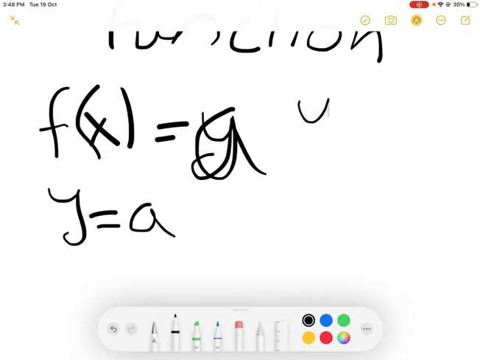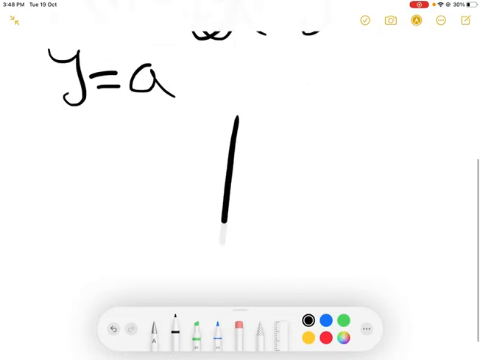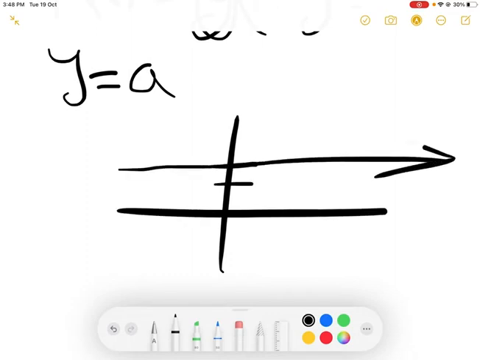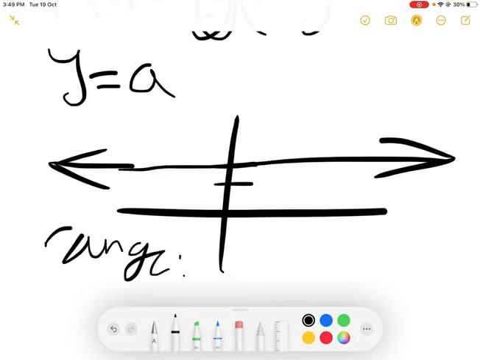So y could be any value, maybe 2, maybe 3. And the graph of this function is that you pick the coordinate of y and then you draw a line that never stops. So the domain is all real numbers, while the range is just this value of a. And yeah, that's a constant function.